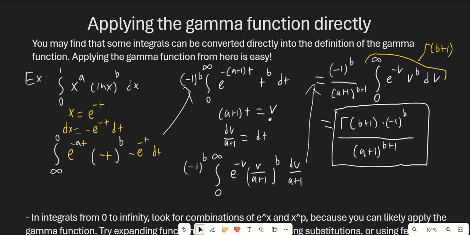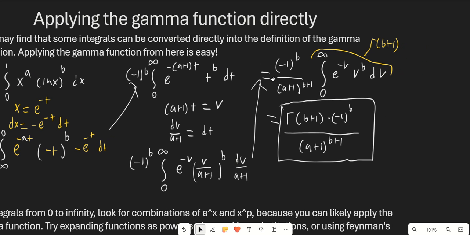Then we let a plus 1 t equal v, then dv over a plus 1 equals dt, and then we go ahead and simplify everything again, and right here, our job is to notice that the integral from 0 to infinity of e to the negative v times v to the b dv is gamma of b plus 1, which gives our final answer as negative 1 to the b, gamma of b plus 1 over a plus 1 to the b plus 1. So in this case, if b is an integer, then this will become a factorial, and otherwise, this will just be expressible in terms of the gamma function.